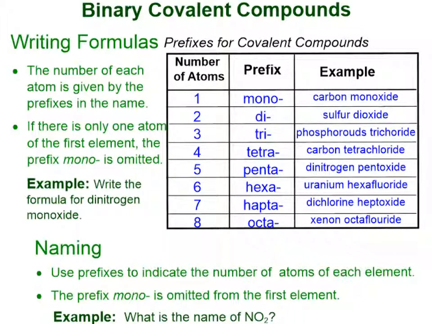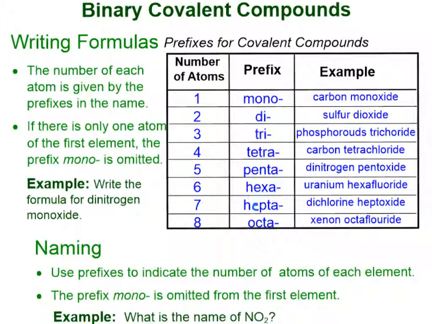They use prefixes, and they're all written right here in this chart. If I have one of some kind of atom, I'm going to use a prefix mono. If I have two, it will be di. 3 atoms, tri will be my prefix. 4 atoms, tetra, and we have penta, hexa, hepta. Oops, that's a typo. It should be hepta, and then we have octa.